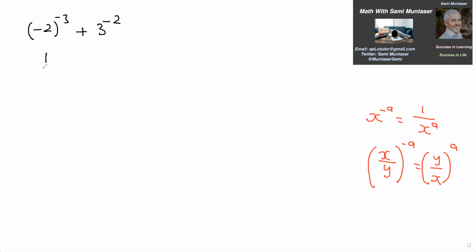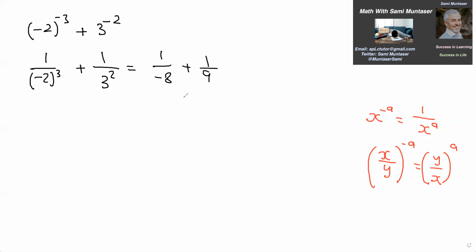So this would be 1 over negative 2 to the power of 3, changing the exponent to positive. Some students will change that negative to positive as well. That's not an exponent. You keep it as is. You only change the exponent to positive when you do that. And this here, you change it to 3 to the power of 2, which gives me in turn 1 over negative 8 plus 1 over 9.